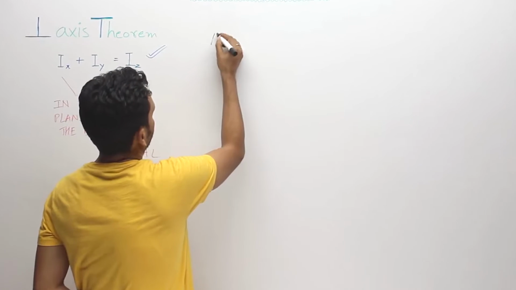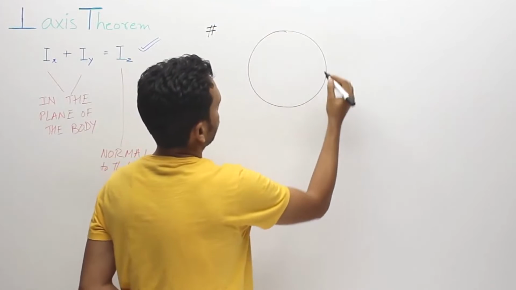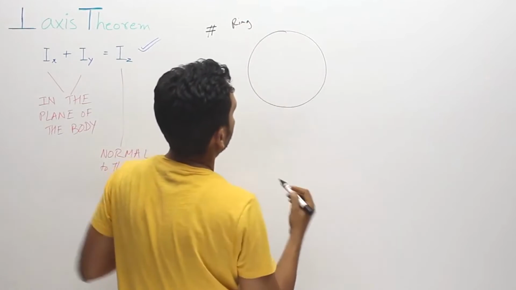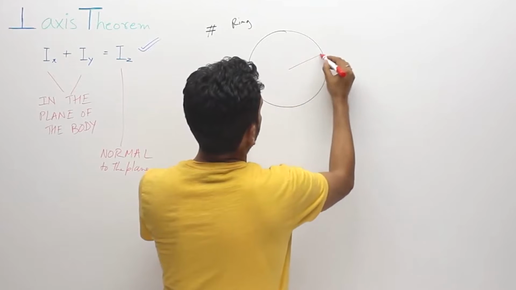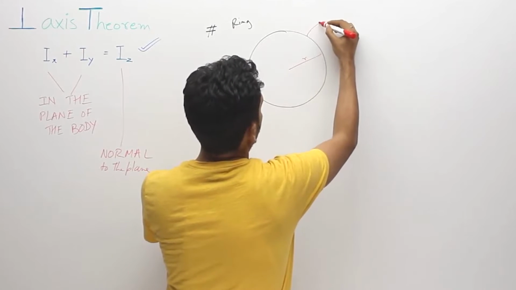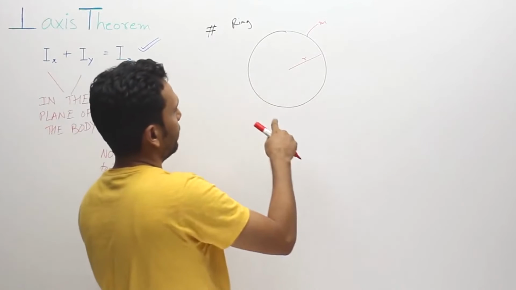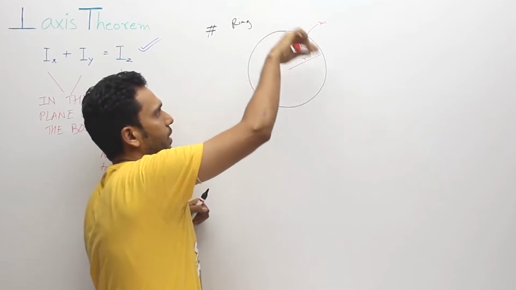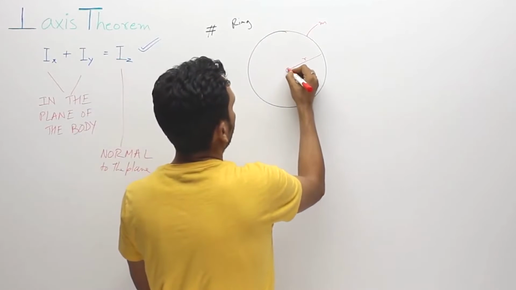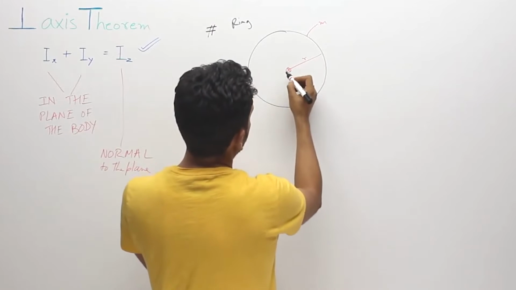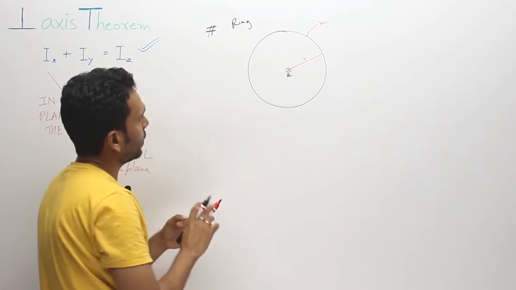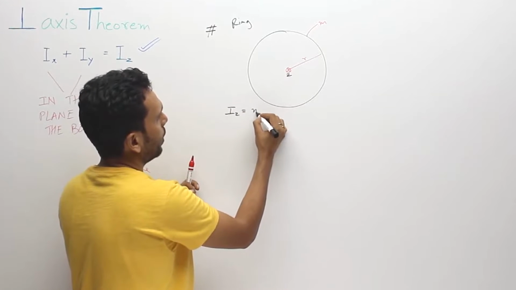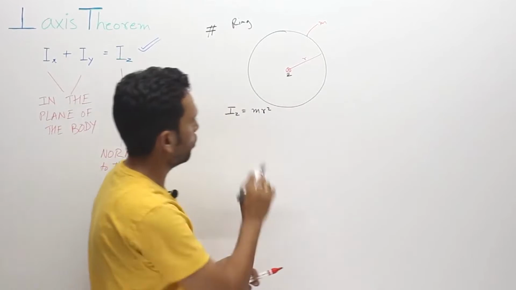Yeah, so first question, suppose it is known to you that for a ring, your radius is r, your mass is m, and it's a ring. So what is the moment of inertia about an axis which is going out of the plane, normal to the plane, as shown? I'll call that axis the z-axis. So what is the moment of inertia? That's already known. So I'll write it over here. Iz is equal to mr square. I hope you remember this.